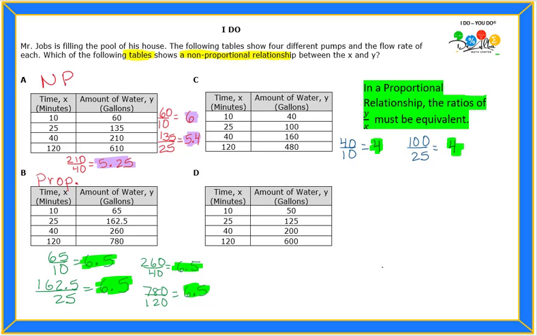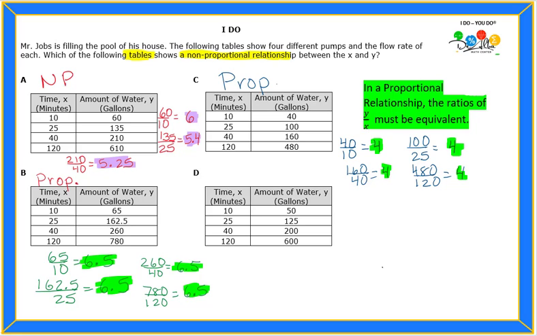Exactly. So all of these numbers will give me a 4. Right? So what do you know about letter C? It is a proportional relationship, right? Okay, so this one is proportional.